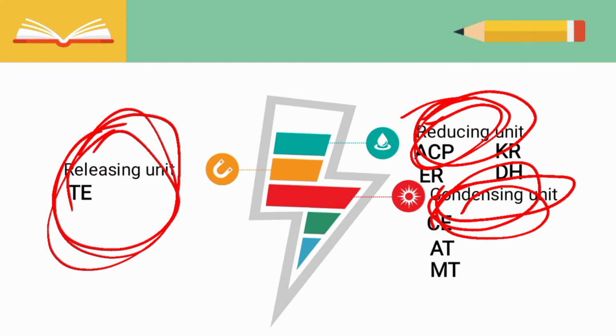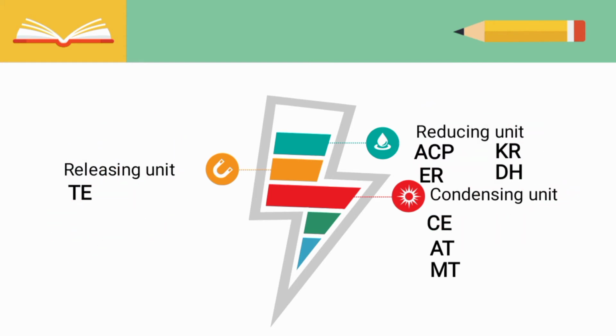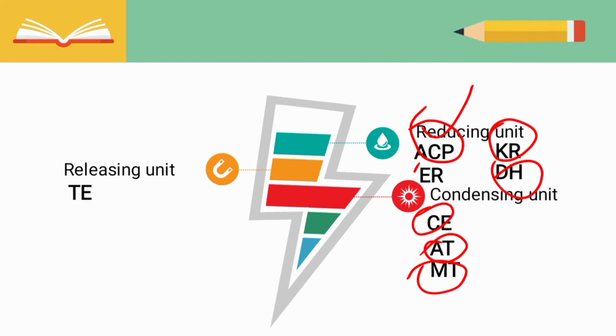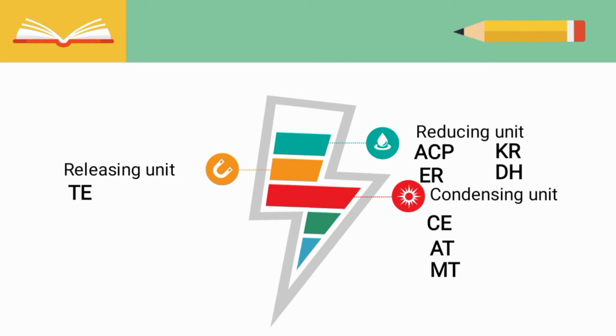As you can see here, the condensing unit is made up of condensing enzyme, acetyl transacylase, and malonyl transacylase. Then the reducing unit is made up of a carrier protein, acyl carrier protein. Remember, it's not an enzyme; it's a carrier protein. Then we have ketoacyl reductase, dehydratase, and enoyl reductase. Then the releasing unit is made up of just one enzyme, which is thioesterase.